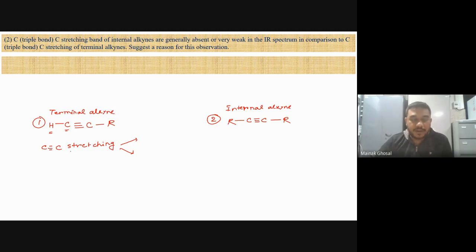Now you need to compare the C triple bond C stretching. It says that for the internal alkyne, the stretching bands are generally absent or very weak in the IR spectrum in comparison to the C triple bond C stretching of the terminal alkyne. So what could be the reason that for this one, the IR stretching is weak or absent?